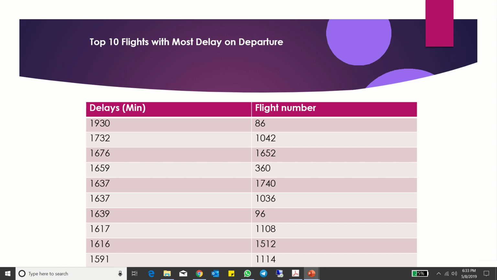So the most delayed flight is flight number 86, and the delay is 1930 minutes, and the lowest is 1591 minutes for flight 1114.